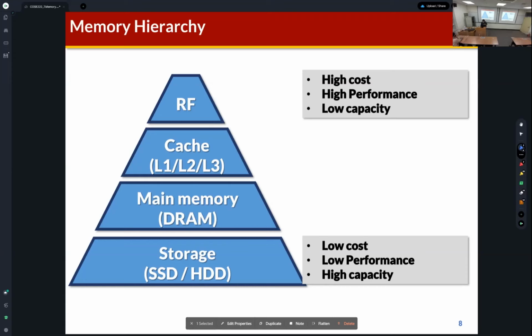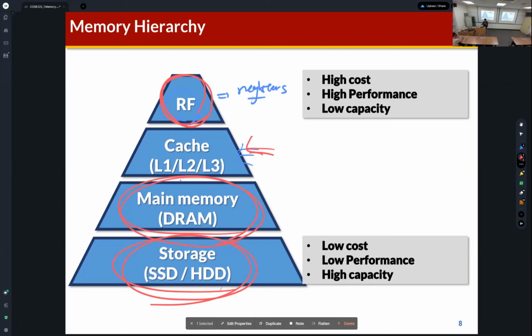You can find the RF, which means the register file, the registers. Then you can find the cache; I mentioned the L1, L2, L3 caches. Then you can find the main memory. We learned about the register file and the main memory in chapter 2, so the cache is the new concept of memory. And you can find the storage here. This figure shows the memory hierarchy.